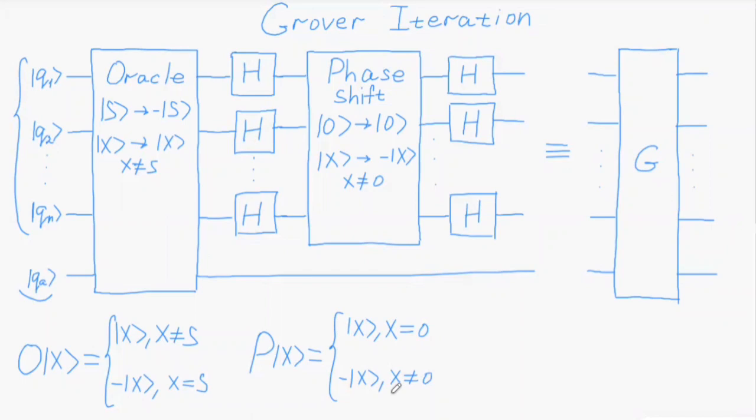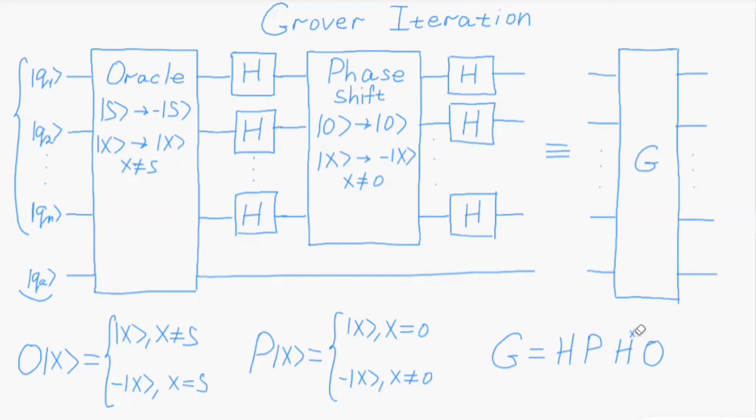Then we can write the matrix form for the Grover iteration. G is equal, and we will write it from right to left. This is how a matrix acts on a vector. So first we have the oracle, followed by the Hadamard gates, followed by the phase shift operator, followed by the Hadamard gates again. And because we have a set of Hadamard gates rather than a single Hadamard gate, we will write a Kronecker operator here.